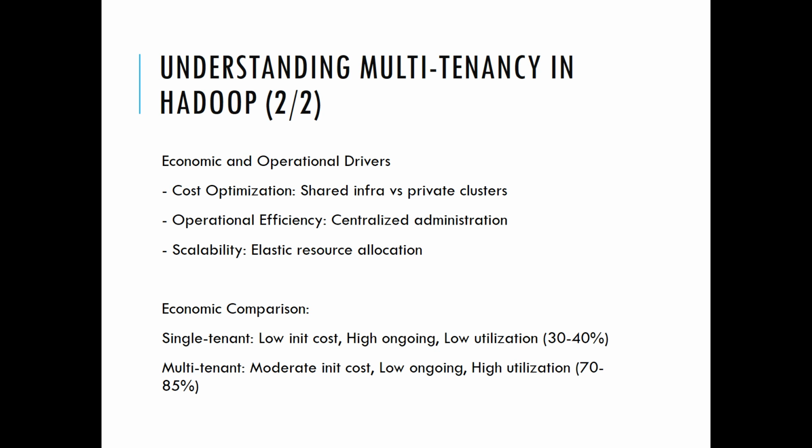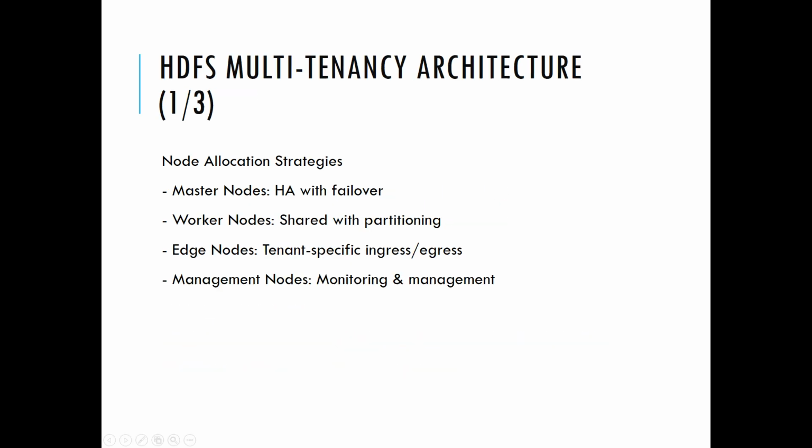To put this in perspective, consider an economic comparison. A single-tenant cluster model often has a low initial cost but high ongoing costs due to duplication of effort and infrastructure. Its utilization rate is typically low, around 30 to 40%. In contrast, a multi-tenant cluster has a moderate initial cost but low ongoing costs due to consolidation. Most importantly, it achieves a much higher utilization rate, typically between 70 and 85%, maximizing the return on infrastructure investment.